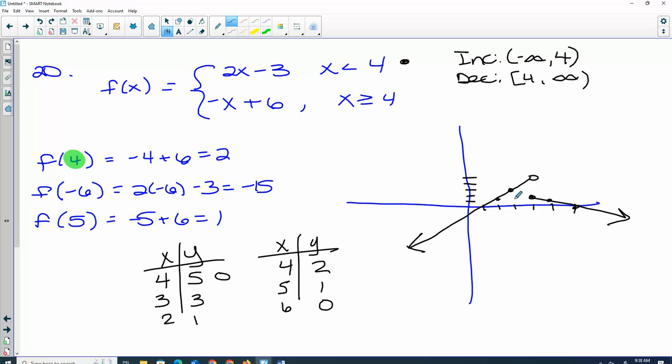I asked where it's continuous. Is the whole thing continuous? Remember, continuous means you can graph it without picking up your pencil. So if I'm graphing it, I'm coming from negative infinity. When I get to 4, I have to stop, pick up my pencil, and jump down here. So then it's continuous after that. So it's continuous everywhere except that 4 because we had the break in our graph. Any questions about that?